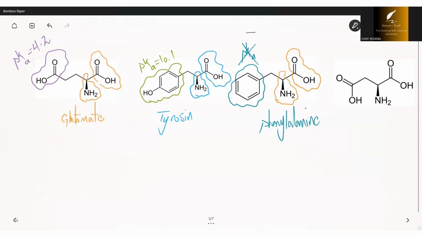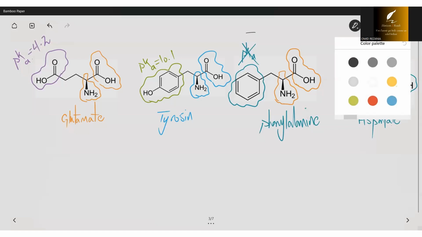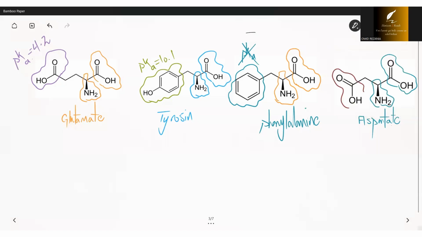The next one is aspartic acid, which you can also call aspartate. You show that with D. Look at that, I have my functional groups here. I have this carboxylic acid terminal, this amino terminal, and the side chain, which comes with a terminal that is a carboxylic acid itself.